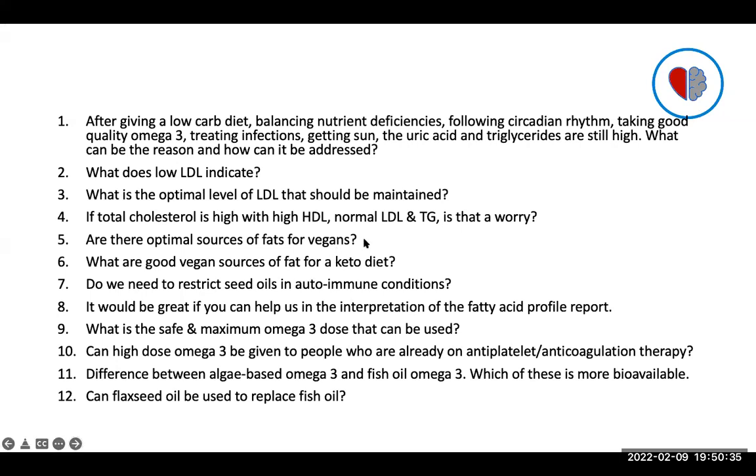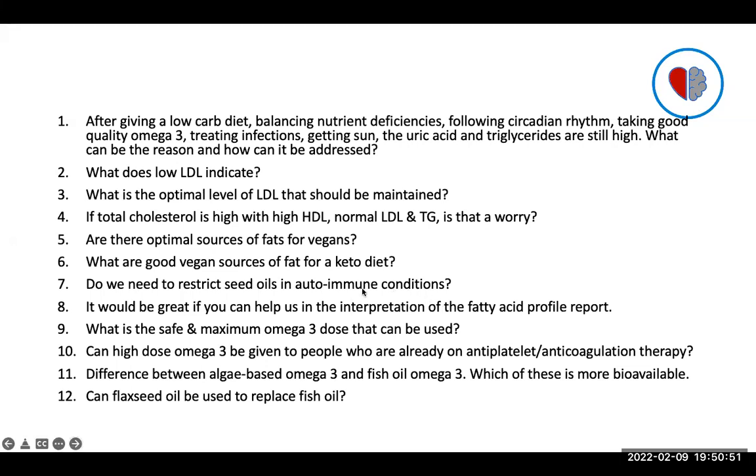So what are the good sources of fat for vegans? It would be avocado, nuts. Vegan sources for fat on a keto diet would be the same because fat doesn't raise blood glucose levels. A keto diet is carbohydrates less than 20 grams of carbs a day.